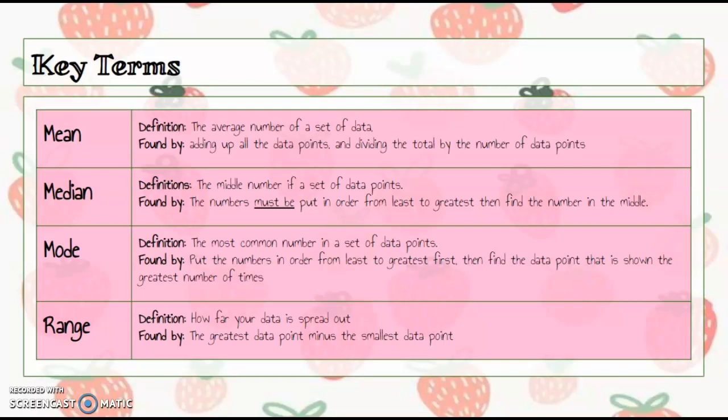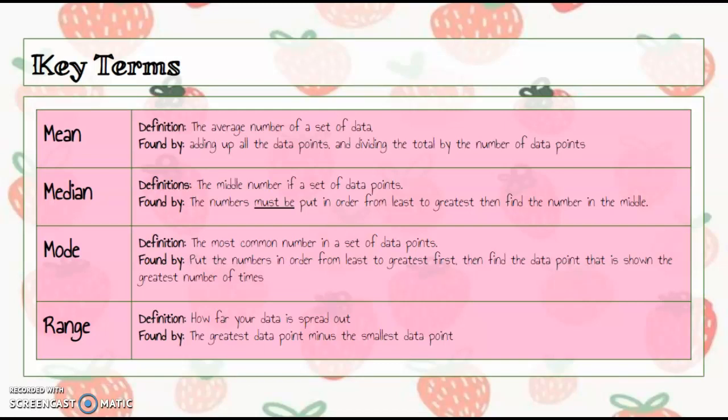Remember, the mean is the average number of a set of data. It's found by adding up all the points and dividing by the total number of data points. The median is the middle number in a set of data. You must make sure the numbers are put in order from least to greatest in order to find the middle number. The mode is the most common number of a set of data points.